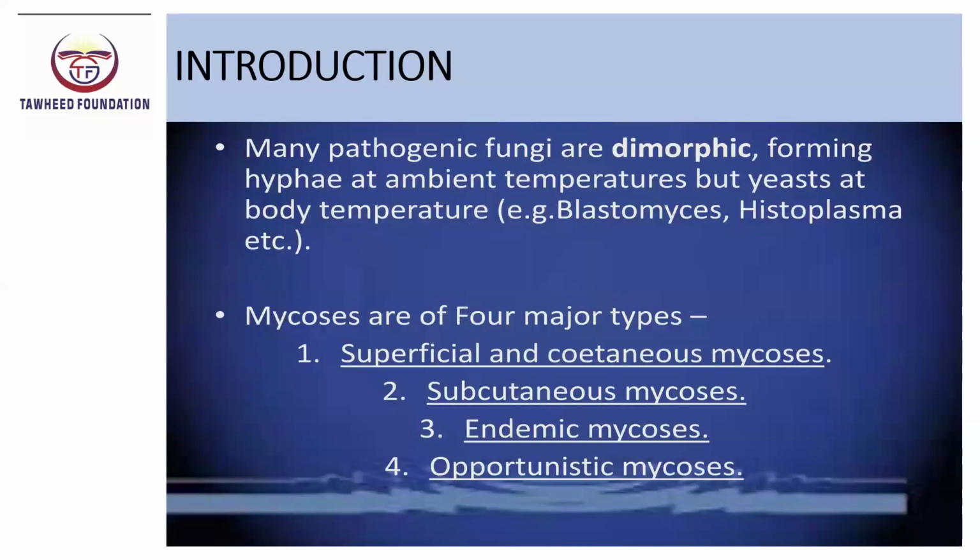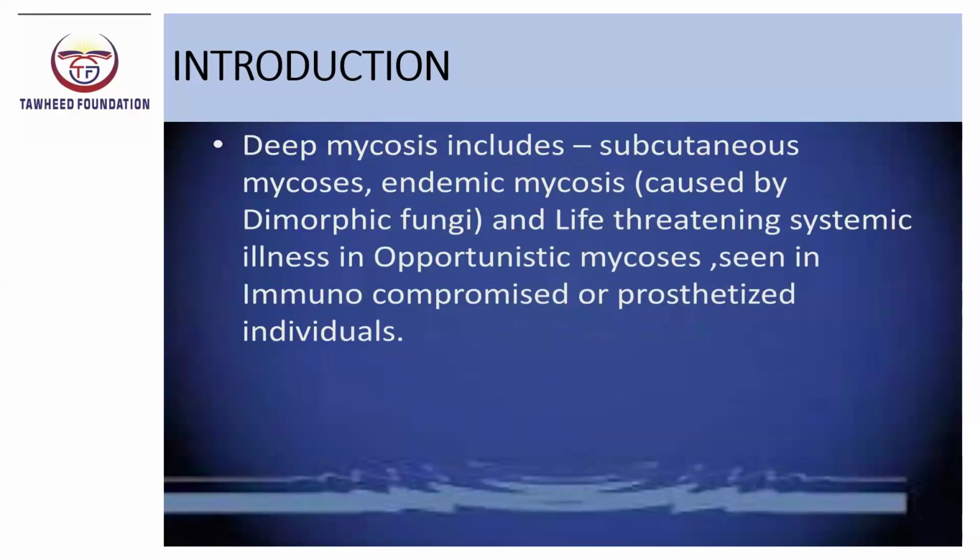Many pathogenic fungi are dimorphic in nature, forming hyphae at ambient temperatures but yeast at body temperature, for example, Blastomyces, Histoplasma, etc. Mycosis are of four major types. First is superficial and cutaneous mycosis, second is subcutaneous mycosis, third is endemic mycosis, and fourth is opportunistic mycosis. Deep mycosis include subcutaneous and endemic, which are caused by dimorphic fungi and cause life-threatening systemic illness, and opportunistic mycosis is seen in immunocompromised or prosthesized individuals.